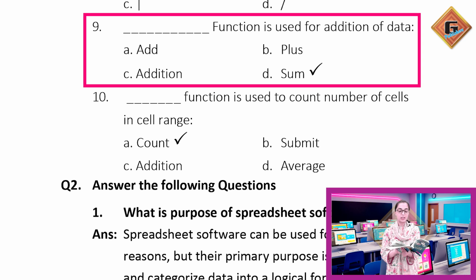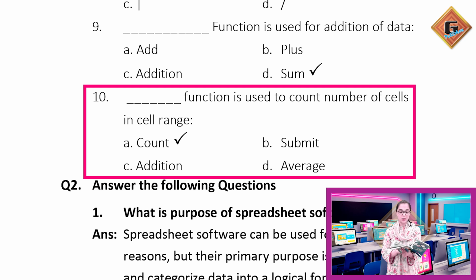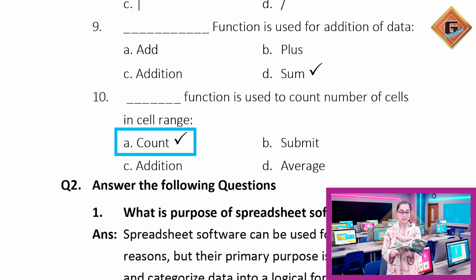Ninth MCQ is dash function is used for addition of data. A. add, B. plus, C. addition, or D. sum, and the correct answer is D. sum. 10th MCQ is dash function is used to count number of cells in cell range. A. count, B. submit, C. addition, D. average, and the correct answer is A.